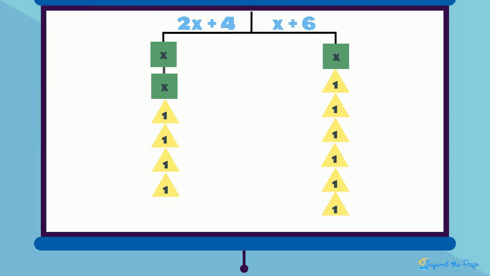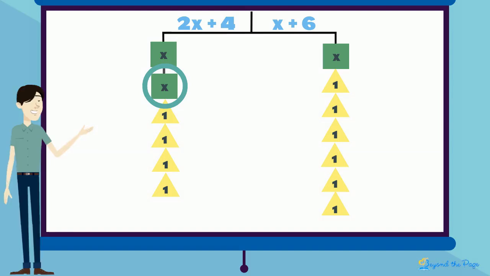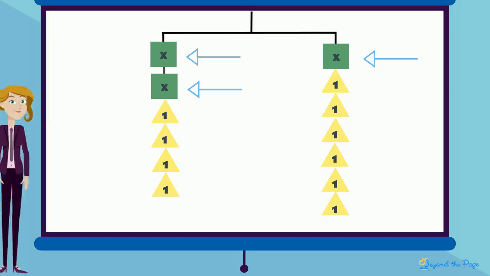Once your hanger diagram is drawn, you can use it to find the value of the variable. To find the value of the variable, you need to discover what one variable square is equal to. But you have 2 variable squares on the left side and another variable square on the right. What do you think you can do?